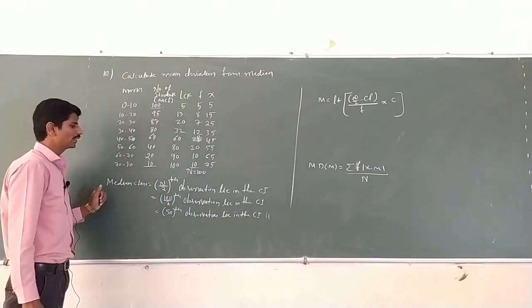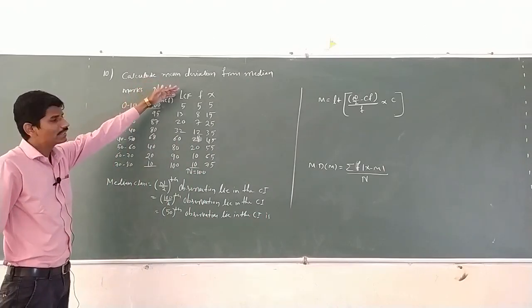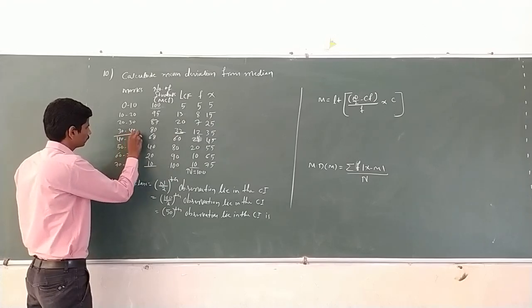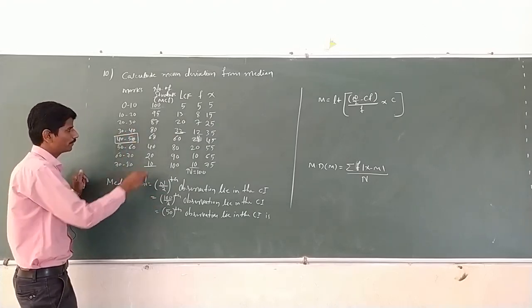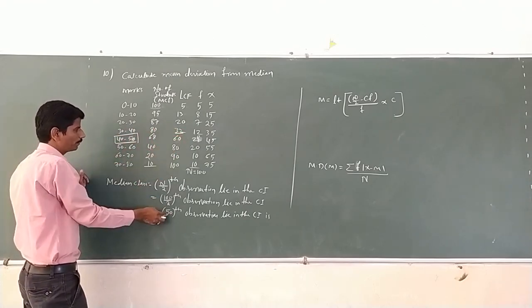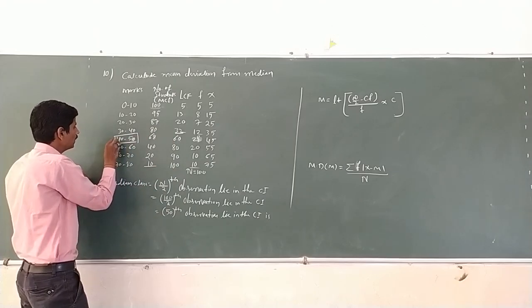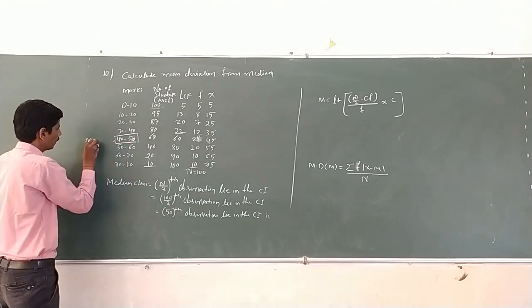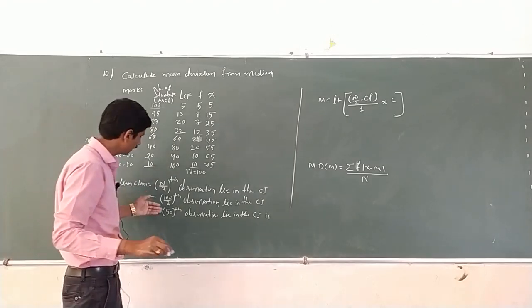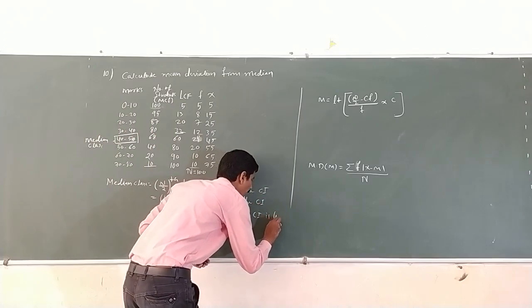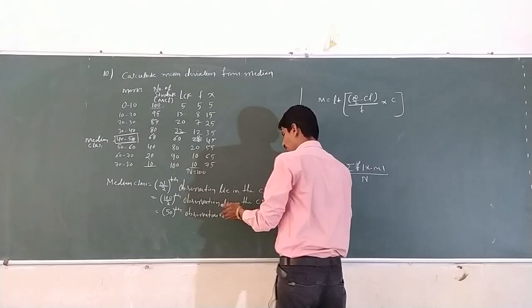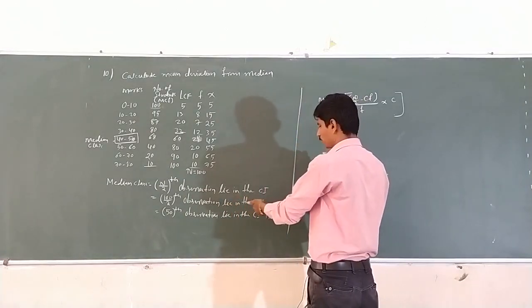We have to refer to the LCF. The 50th observation means, here 33 to 60 belongs to 40 to 50. Our result is 50, and 50 belongs to 40 to 50. It is the median class. So here the median class is 40 to 50.